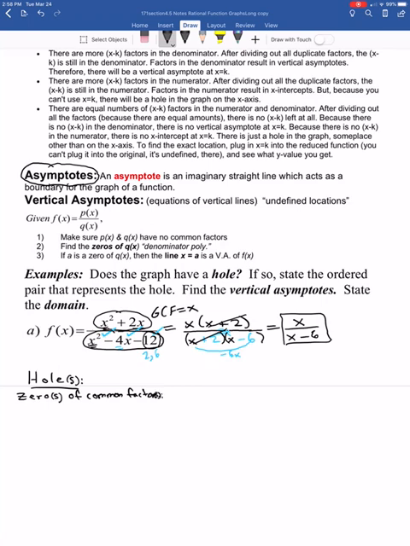And with that said, our common factor, it was x plus 2. Well, when does it equal 0? It equals 0 when x equals negative 2. So we have a hole in our graph at negative 2.